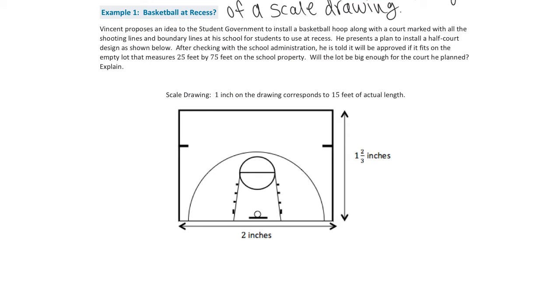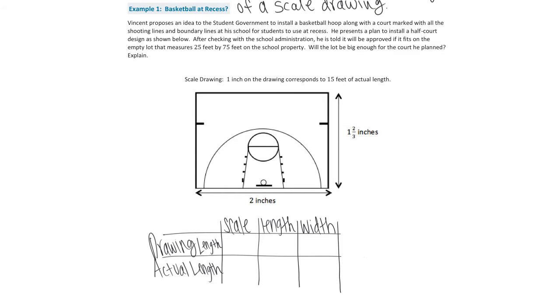Explain. Now, here is our scale factor drawing. We have 1 2/3 for the width and 2 inches for the length. Now, our goal is to calculate what the actual dimensions would be using 1 inch on the drawing that corresponds to 15 feet to the dimensions of the empty lot, which is 25 feet by 75 feet. Now go ahead and pause the video to create the table that I have made below. We have drawing length and actual length here, and then scale, length and width.